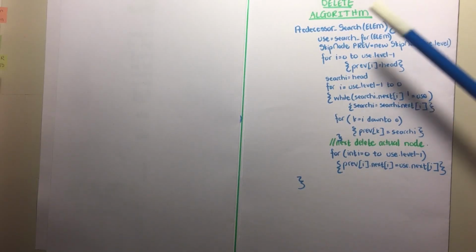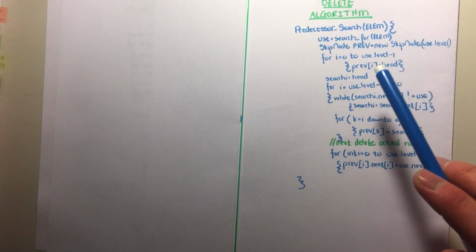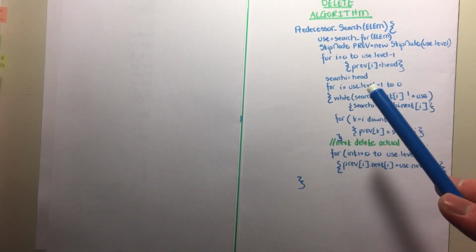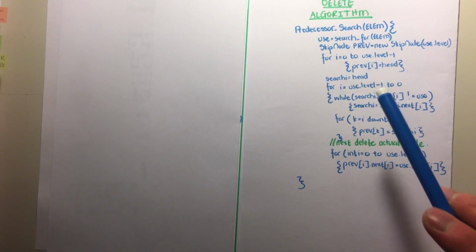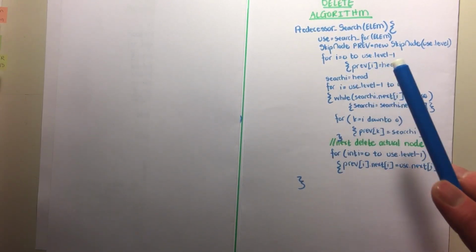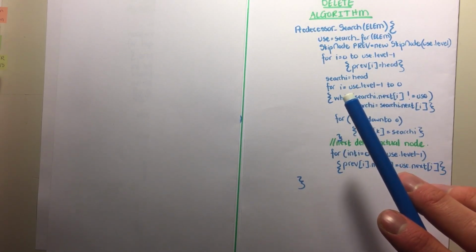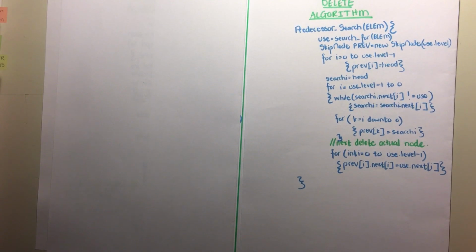So now we look at the delete algorithm for a skip list. And the first thing we want to do is find the predecessors of the element we want to delete, because we have to take those predecessor pointers that are pointing to the element we want to delete, and we have to reassign them to the elements that follow on the one we want to delete.